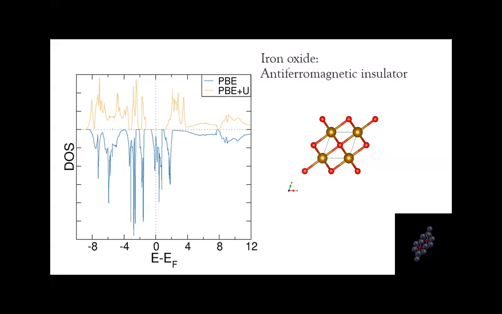What I'm trying to tell you is that when we do our calculations, we actually don't know enough to do it right, and we have to compare with the experiment. Just from looking at this, DFT is not going to solve all of the problems correctly. In fact, it predicts that iron oxide is a metal.